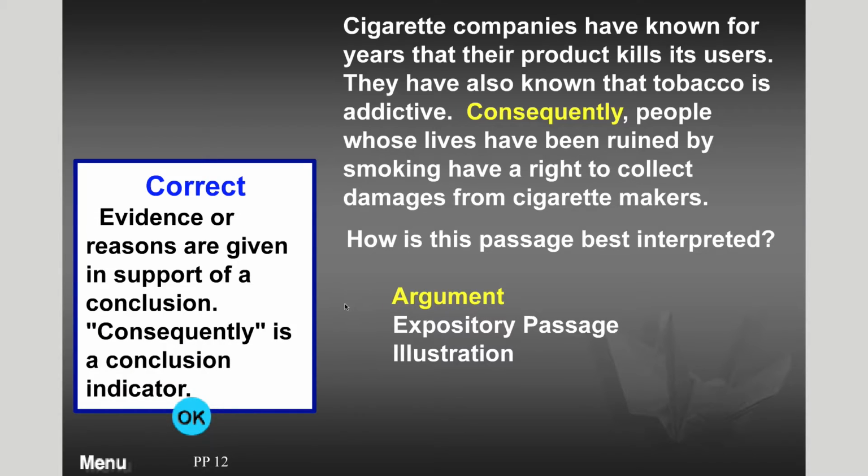So this is an argument where you have a sentence: people whose lives have been ruined by smoking have a right to collect damages from cigarette makers. And then you can go, why? Cigarette companies have known for years this, and they have also known this. So if you get a sentence where you can go, why, blah, blah, blah, you get an argument.